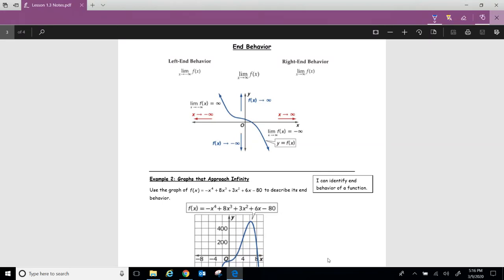Welcome back, pre-calculus. We're in lesson 1.3. We're moving on to example number 2, which starts talking about end behavior. Now, end behavior is something that we did explore in Algebra 2, but we wrote it in a different way.